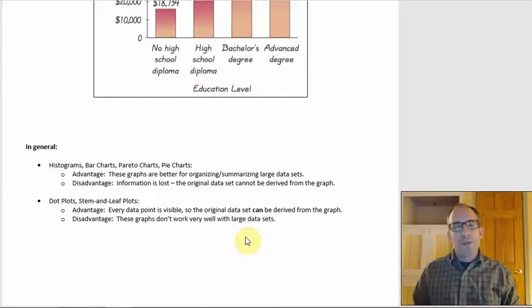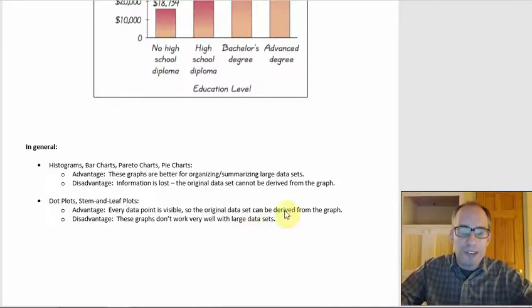So essentially, that's really what it comes down to: you see these graphs when you have large data sets, and you'd see these when you have small data sets.